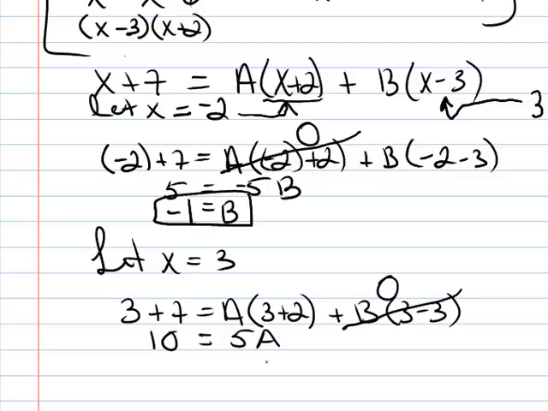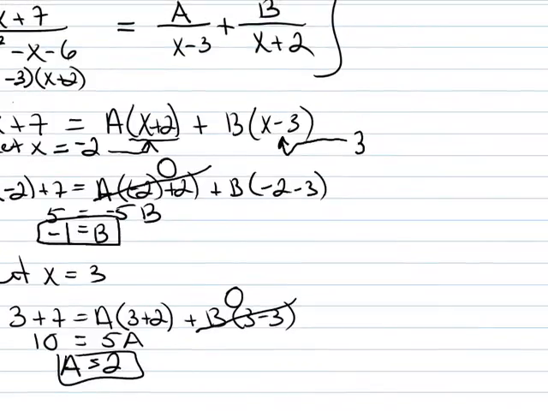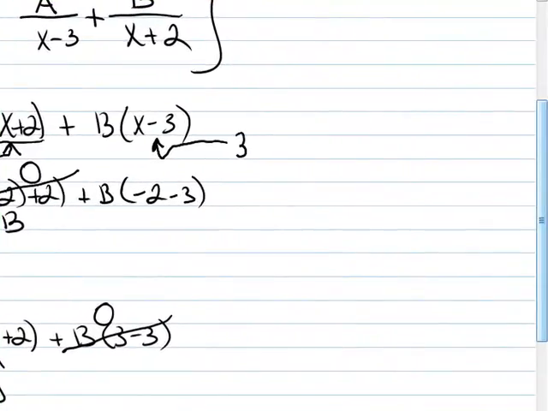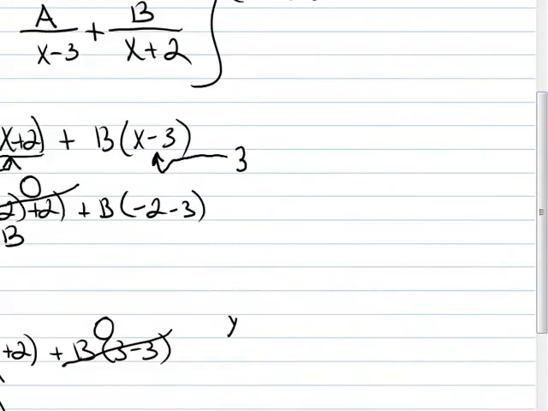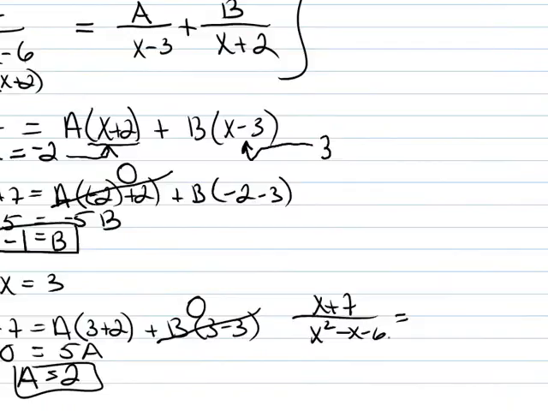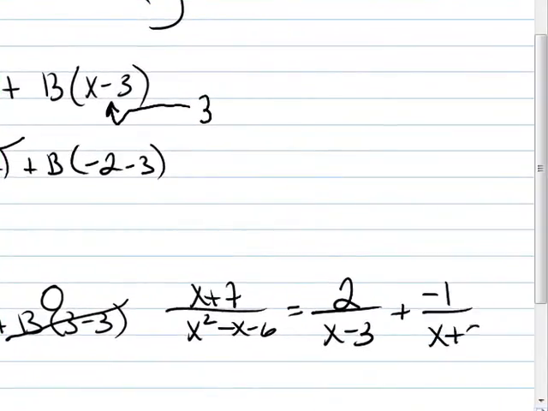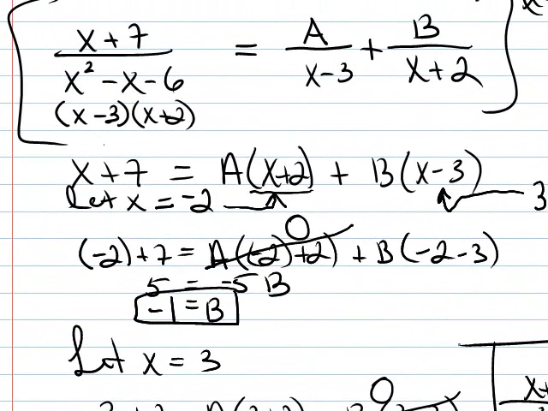Three or negative 2, because what would make that 0? And then divide both sides by 5, and a would be 2. So my final answer is that x plus 7 over x squared minus x minus 6 could be broken down into a is 2 over x minus 3, and b is negative 1. Box that one loud and proud.